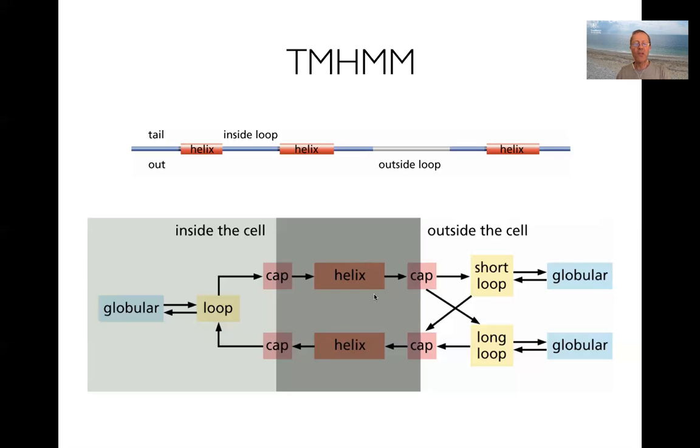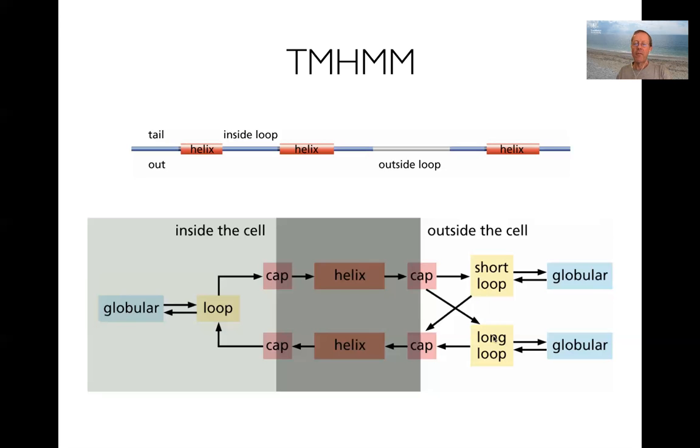And then you would have loop states. You would have a loop state on the inside, and obviously that would follow upon a helix and a cap. And this loop state would have high emission probabilities for positively charged residues. When loops become very long, this high fraction of positively charged residues tends to get diluted. So if you have a big globular domain between two transmembrane helices that are located inside or outside the cell, they will have a more balanced amino acid composition. So they will have a different set of emission probabilities.